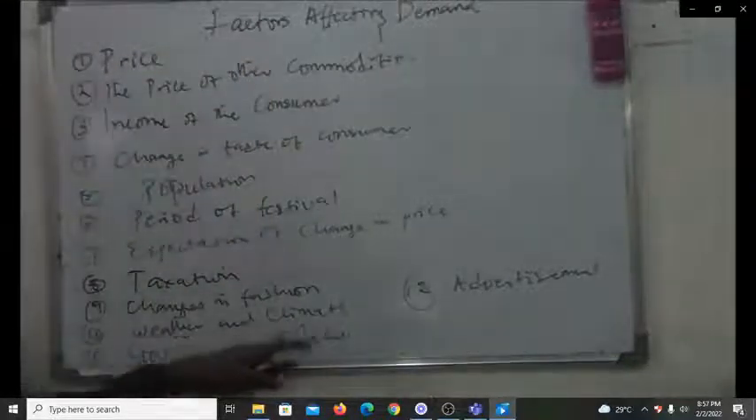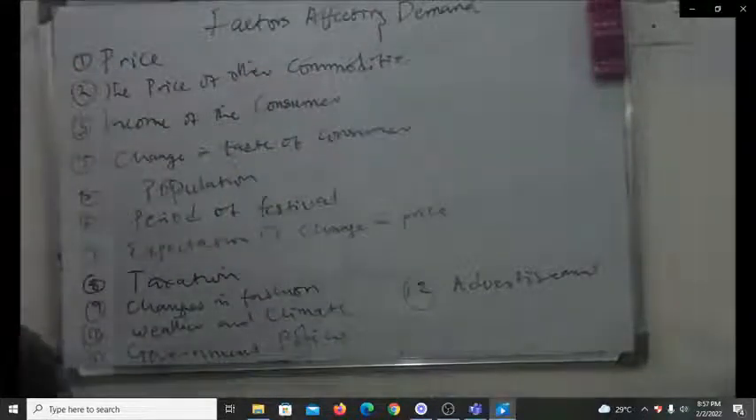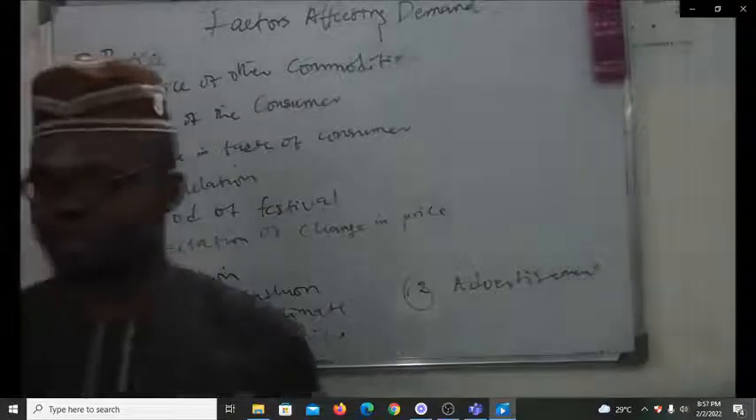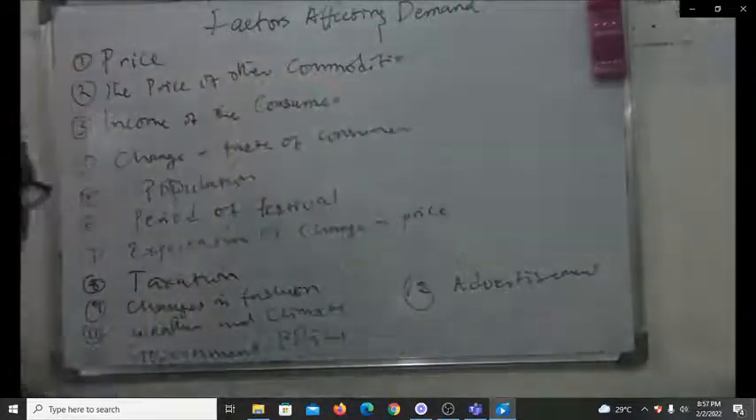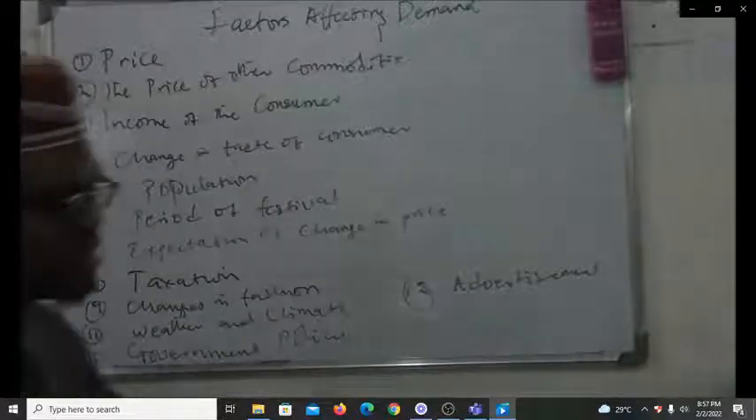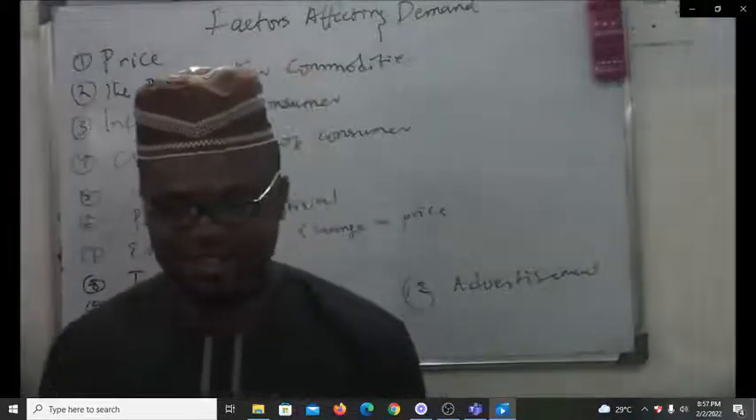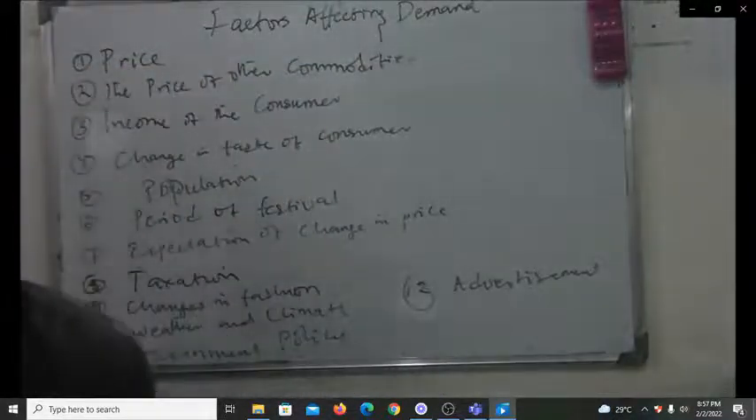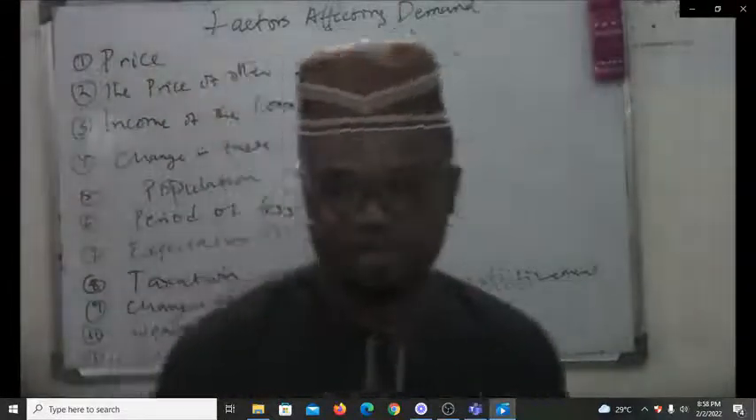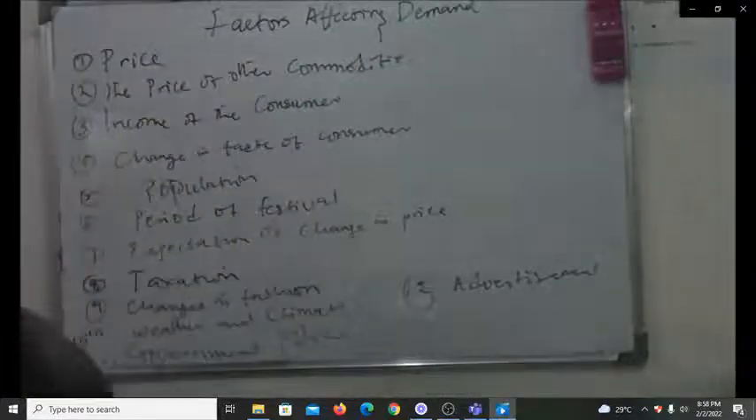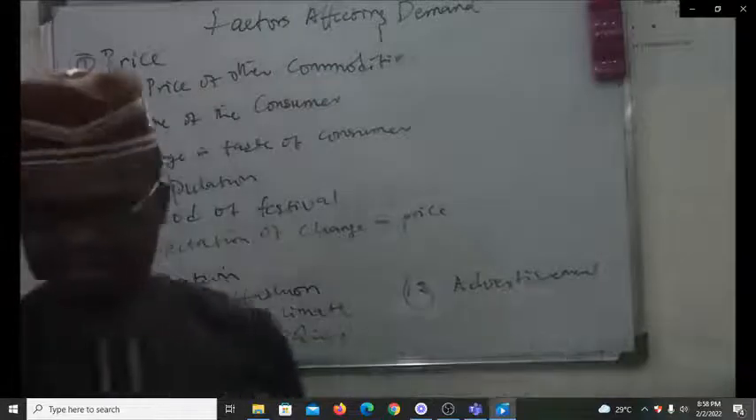Then weather and climate. Raincoat, will it be demanded more in the south or in the north? South, isn't it? Because of the weather. There is always rain there. Government policy. If government says that everybody should go to farming, that's what the current government is preaching now, that people should go more to farming. You see that the demand for tractors, hoes, and things you use in farming will do what? It will increase.